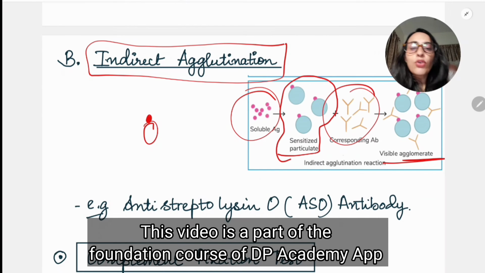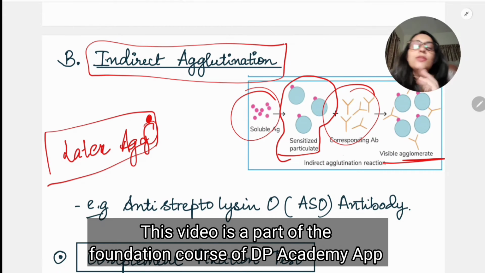Here, you are going to take some particulate matter. That can be adsorbed on RBC or it can be on latex particles. So basically latex agglutination reaction, in which you are going to take latex particles. Polystyrene latex particles are the ones you are going to take. So these sensitized particulates are the latex particles. Polystyrene latex particles can adsorb the antigen, not absorb. They are not taking it inside. They are just adsorbing the antigens, and then you can see the agglutination reaction.